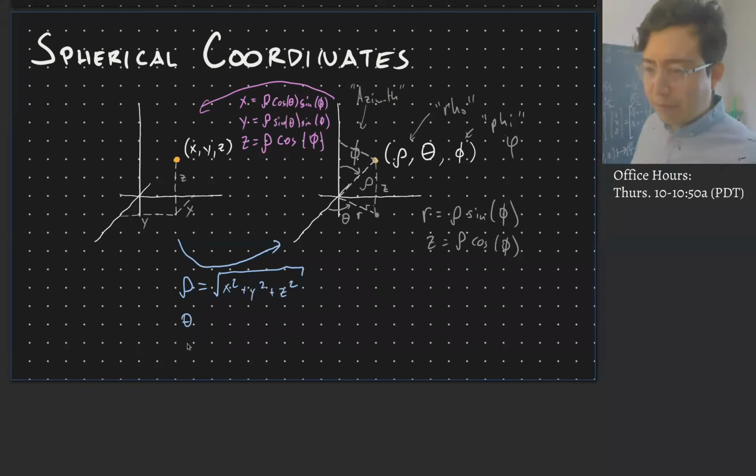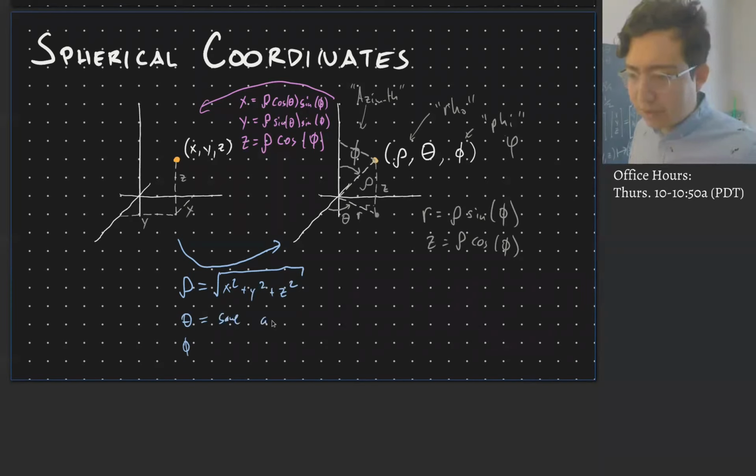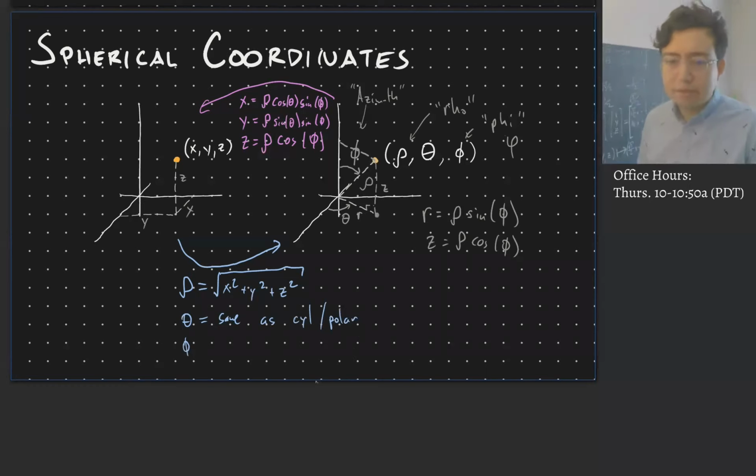Theta we've seen before, and phi is new. So theta we've seen before. It's basically the same as cylindrical and polar. Okay. And phi is the new one that's going to give us something interesting.